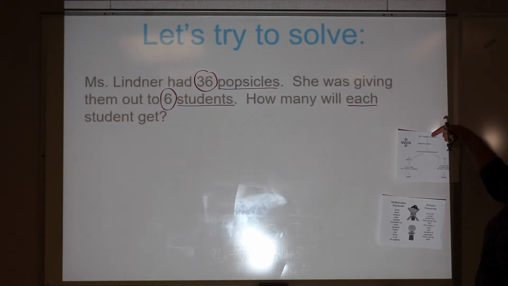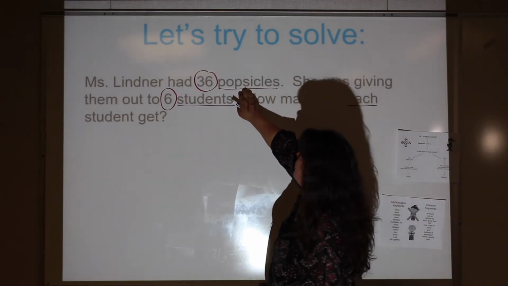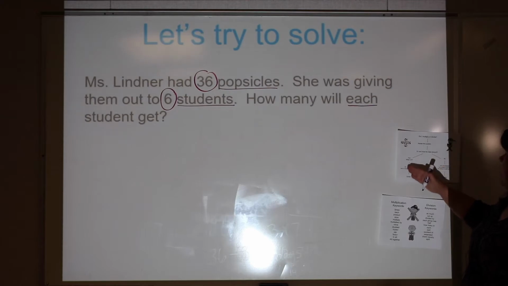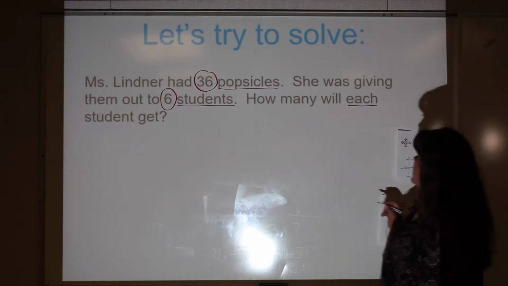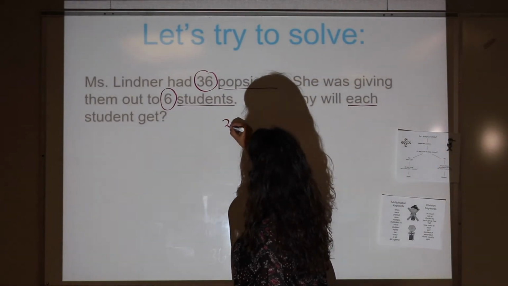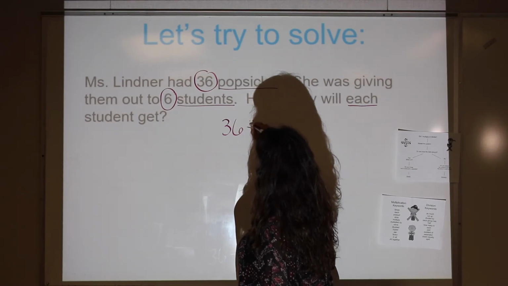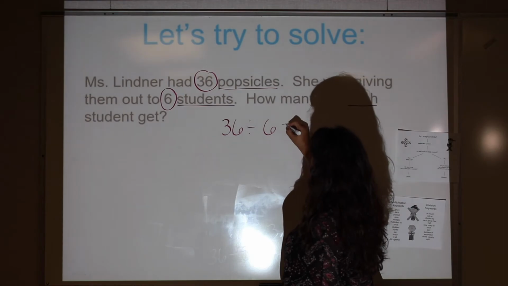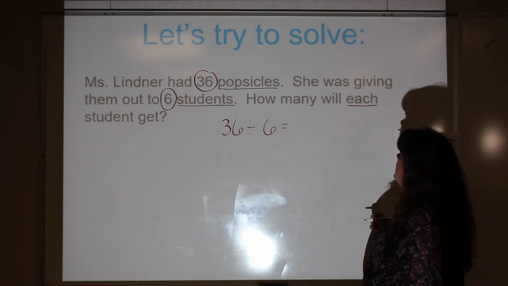But I can check to see, after I've read my question, do we know the total amount? Do we have a total amount of popsicles or students? We do. There's a total of 36 popsicles. So when I'm on this side, it means I'm going to divide. The number is 36 divided by, I have 6 students. So the 6 students are each going to get how many popsicles?